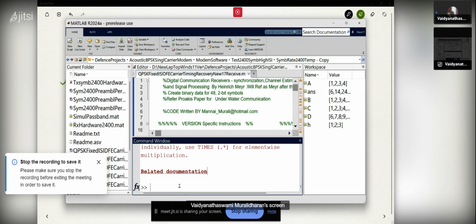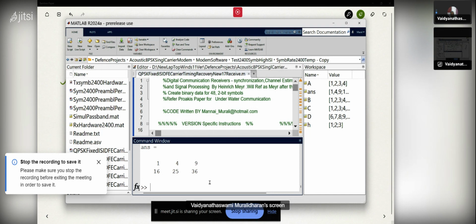I'll give another example. What is C dot power 2? We are raising to the power of 2. See, each element is squared actually. C was 1, 2, 3 in the first row, and 4, 5 and 6 in the second row. Square of that is 1 square is 1, 2 square is 4, 3 square is 9, 4 square is 16, 5 square is 25, 6 square is 36. So this is valid actually.